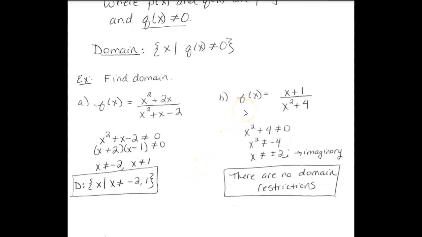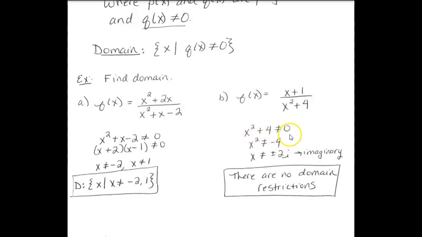Let's do one more. f of x equals x plus 1 divided by x squared plus 4. So again, if it's a rational function, we need to find the domain by looking for the values of x that would make the denominator 0. So we know x squared plus 4 is not allowed to be 0. This time if I solve that equation, we could use the square root property. This won't factor, because it's a sum of squares.